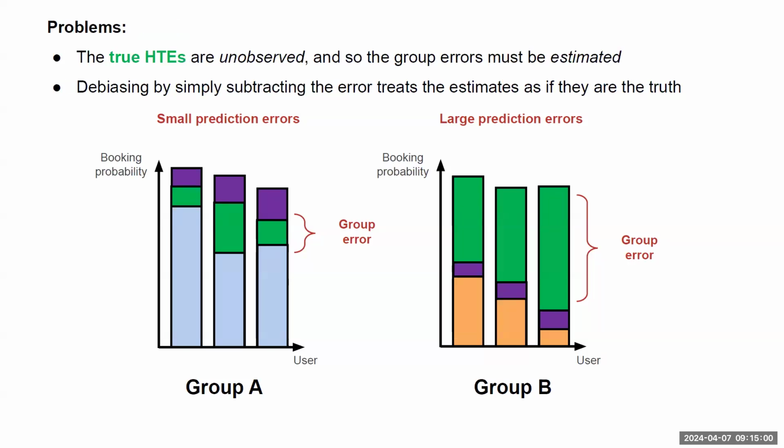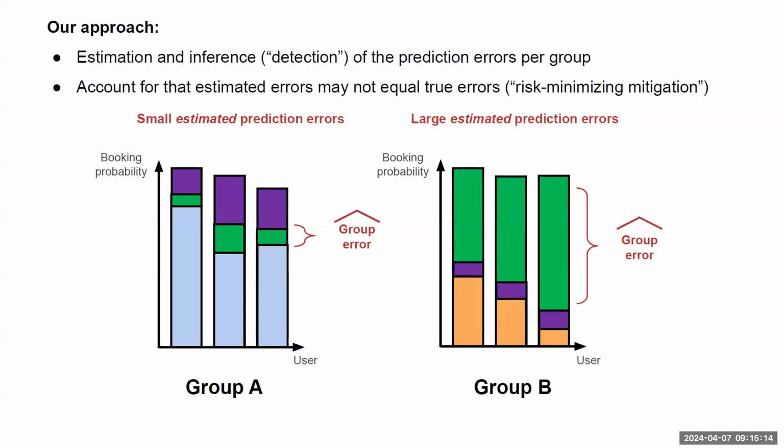Okay, so the problem here is that the treatment effects are unobserved, so the group error must be estimated. If we debias by simply subtracting the point estimate, we neglect the uncertainty, the variance. The simple approach of this talk is to show that this estimation is an inference problem per group, and once we debias, we must account for this. You can call it risk-minimizing, uncertainty-aware, or variance-aware debiasing. That's the basic point.